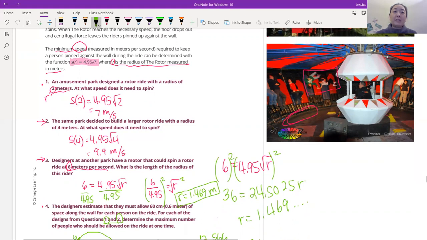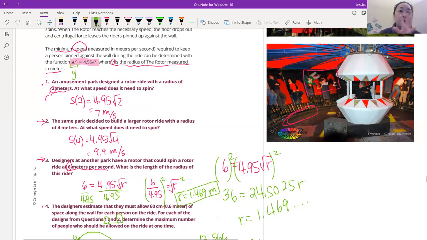So number 3, the designers at a park have a motor that could spin a rotor ride at 6 meters per second. Now we know the speed. Now the question is, how long is the radius for that ride? So literally we put in the 6 for the S of R. Remember, S of R, they come together. They're not separate. This is like your Y. So that's why we're just replacing the whole S of R with 6, and we're not doing S of 6, because the S stands for the speed at a given radius. So the 6 equals 4.95 square root of R.